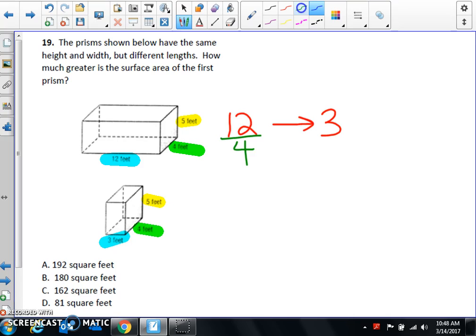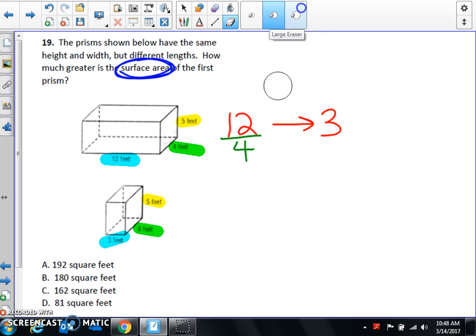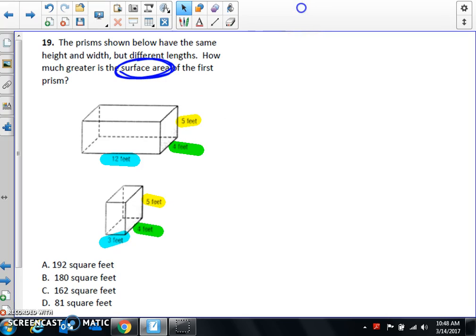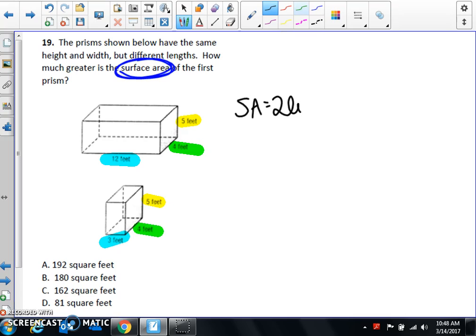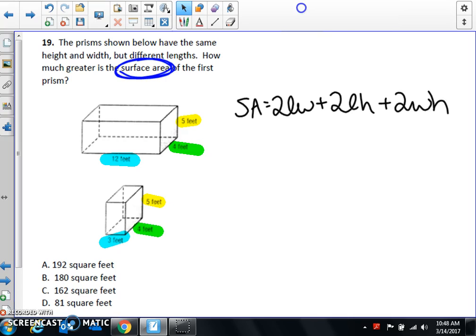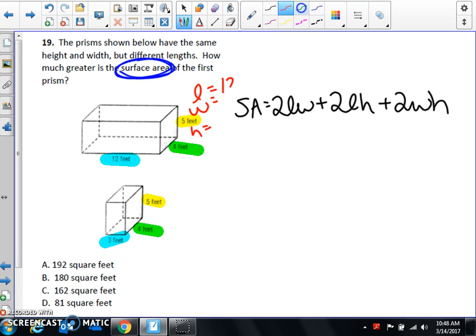However, that is not true with surface area. They gave us the surface area, ladies and gentlemen. So unfortunately, we have to go back and do surface area for both of them. So surface area equals 2 length width plus 2 length height plus 2 width height. I know this because I'm seriously just taking it from my formula sheet. So length, width, height: my length is 12, my width is 4, my height is 5.